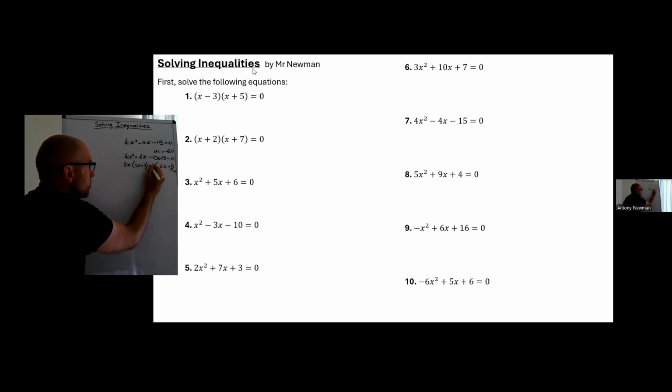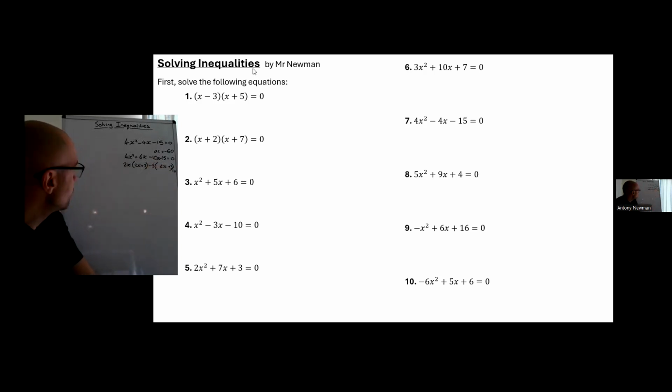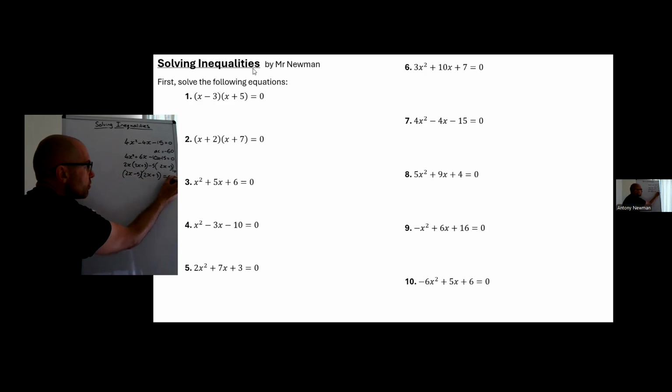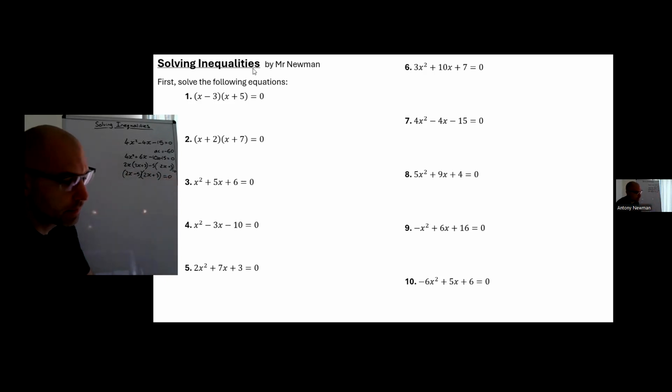And then just changing this to a minus 5. Do you think you've got it from here? So yeah, we have 2x minus 5, 2x plus 3. Very good. Yeah, and these are both going to give fractions. Very good.